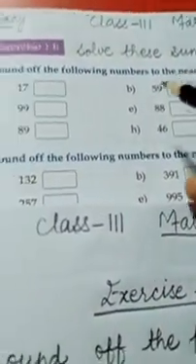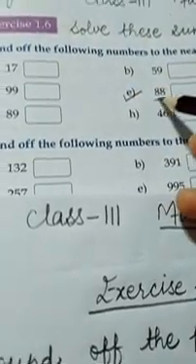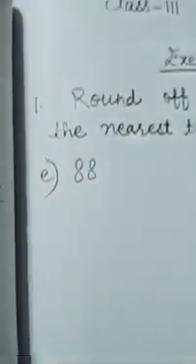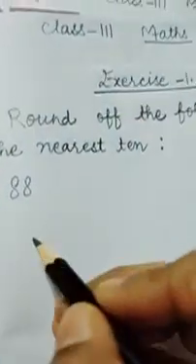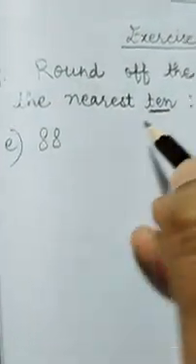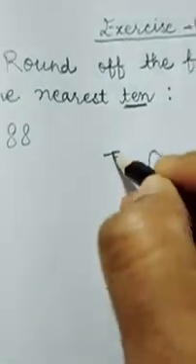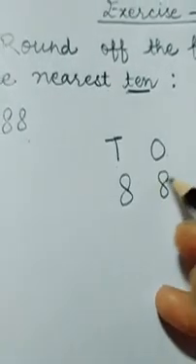How to round off the numbers? We are taking the example E part, 88. 88 is here. How to round off the numbers to the nearest 10? You know which place digit is there? 10. Yes, we will write the digits according to the places. Ones, tens. 88 is there. We will write the digits like this.